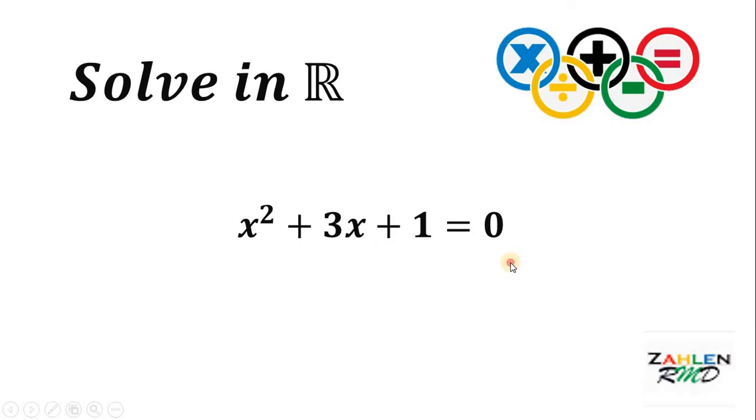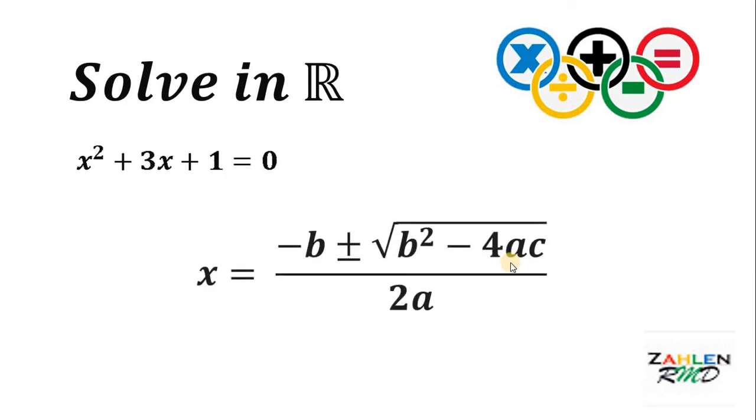Now, to solve for x, we will use the very well-known quadratic formula, which is equal to negative b plus or minus square root of b squared minus 4ac all over 2a. Now, in our quadratic equation, a represents the numerical coefficient of x squared, which is equal to 1. And b is the numerical coefficient of the variable x, which is 3. And c is the constant, which is 1.